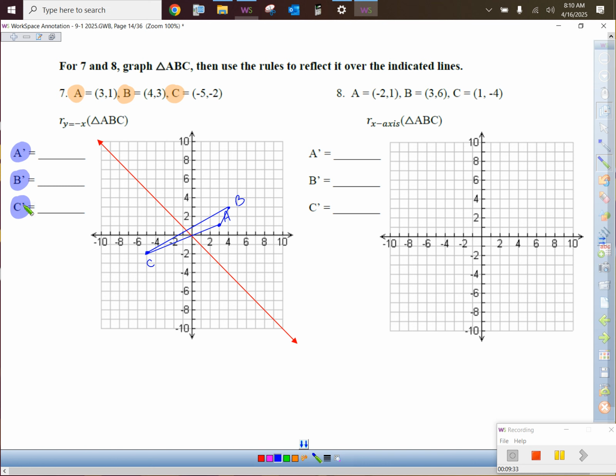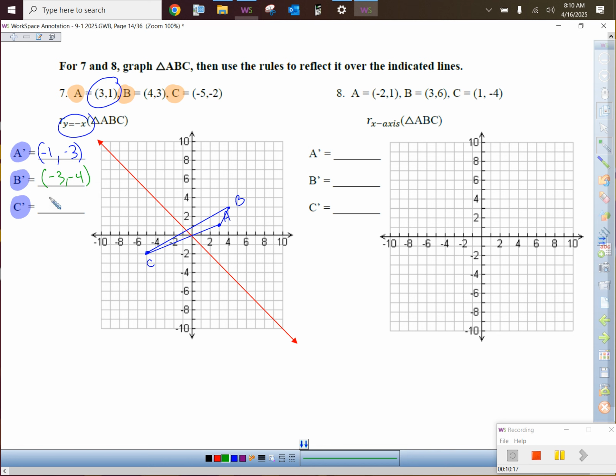So if A reflects over a line and it doesn't tell you what to call it, you're just going to call it A prime in that case. And if B reflects over a line, we're going to do B prime. So let's use the rule. Isn't the rule for reflected over y = -x, we got to do what? Switch signs and switch places. So A is at 3, 1. What would it reflect to? -1, -3. Yep. Then B, get that bad boy, change both signs and switch places.